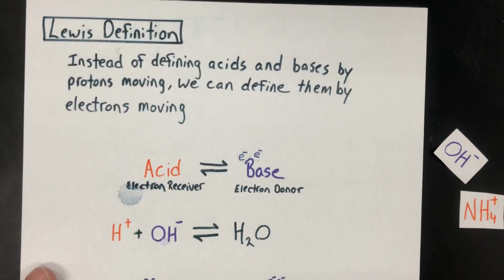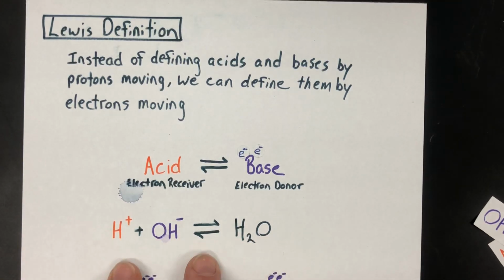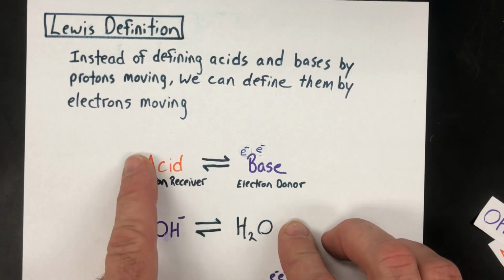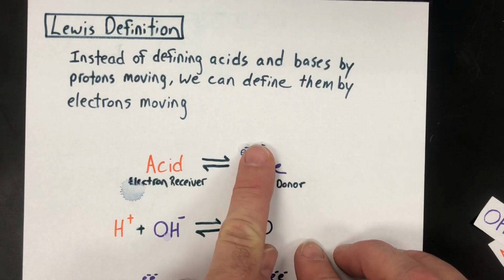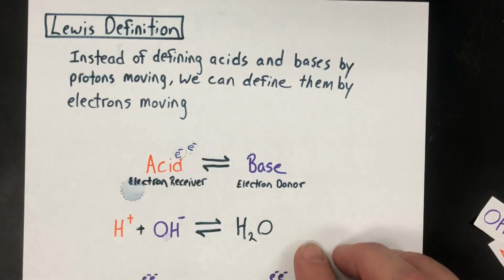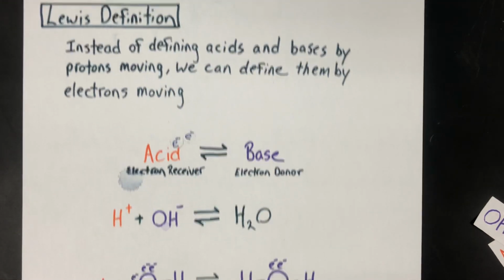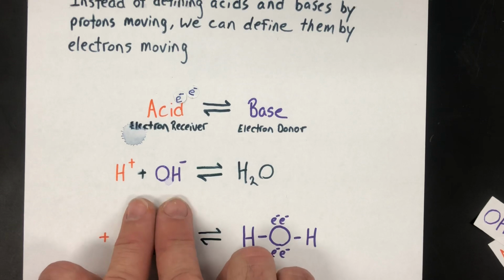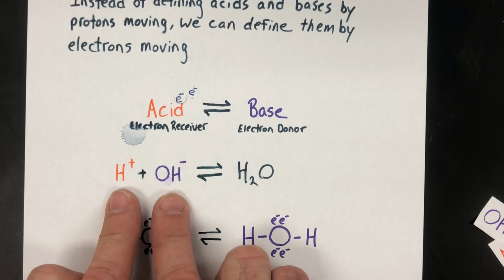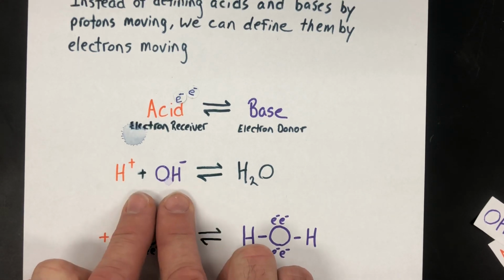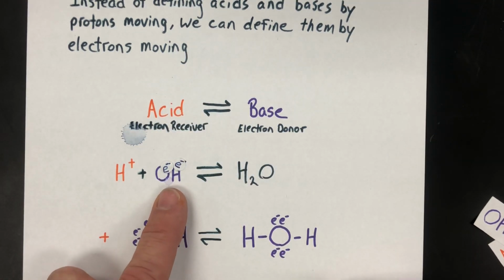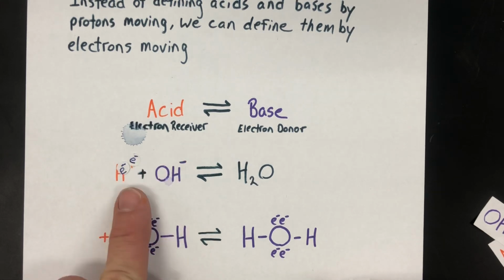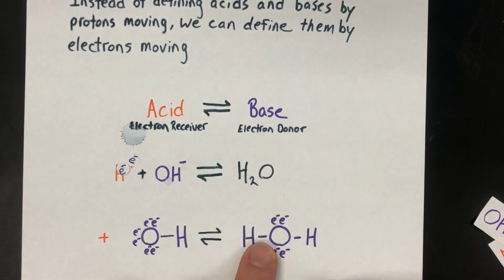Okay, Lewis definition. Oops, I got a little teardrop on there. The Lewis definition is similar, except instead of protons moving, we're talking about electrons moving. So bases are electron donors, and it's usually a pair of electrons that's being donated. So the acid just received a pair of electrons. Here's an example. We have H positive, a hydrogen ion, and a hydroxide ion. The OH, the hydroxide, has a pair of electrons to give away, and it's going to give it to the hydrogen ion, and that'll form water.